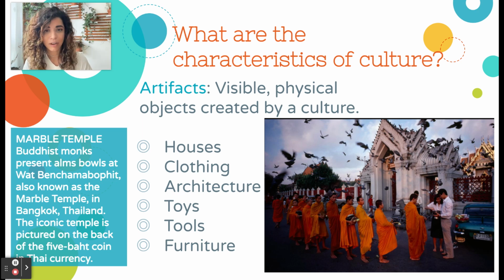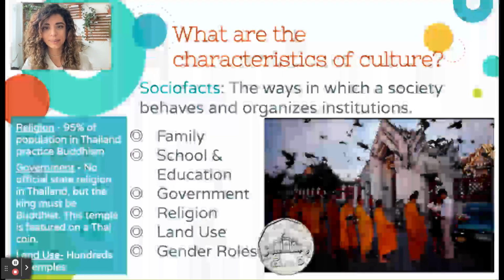The temple itself is considered an artifact, the building, the structure, as well as the monk's clothing. So the actual physical clothing is part of what would be considered an artifact of a culture. The meaning behind it is something else, right? We'll get to that in just a bit. So these are things you can see, these are physical objects.